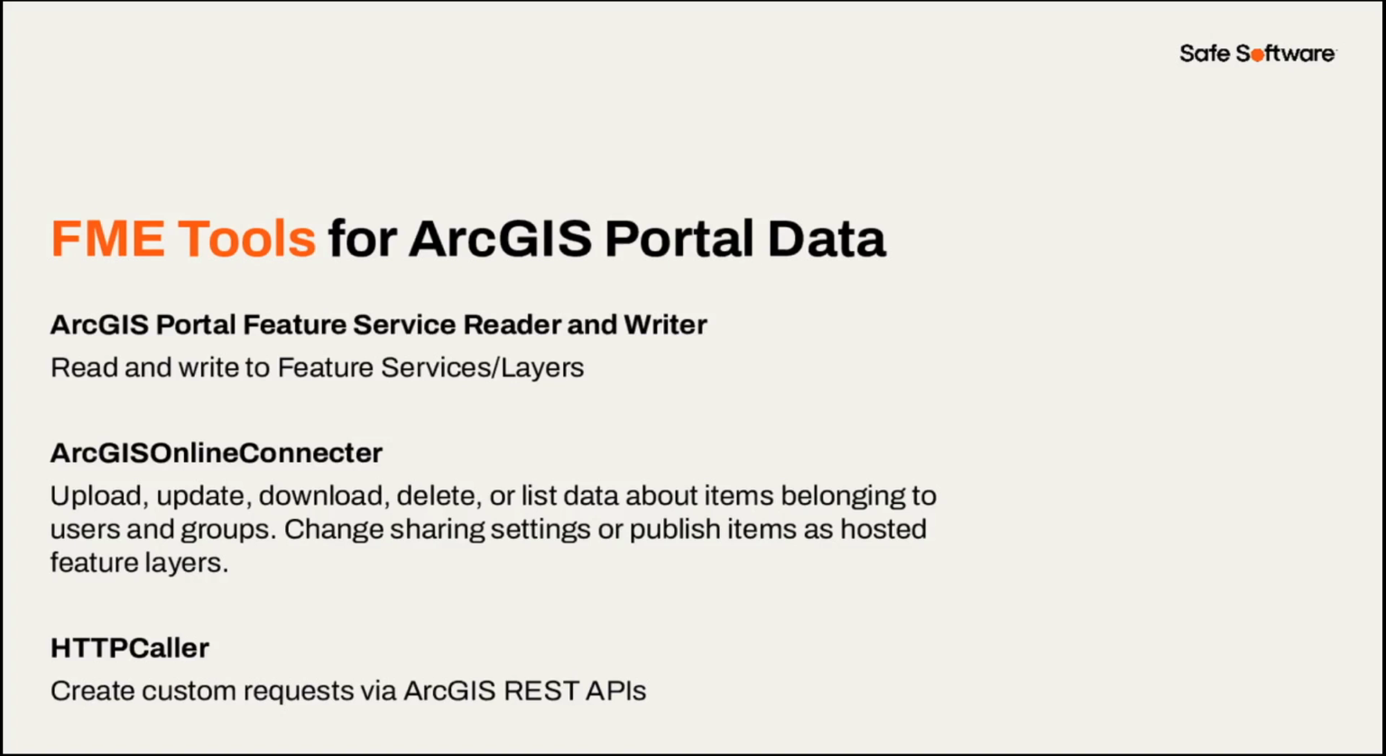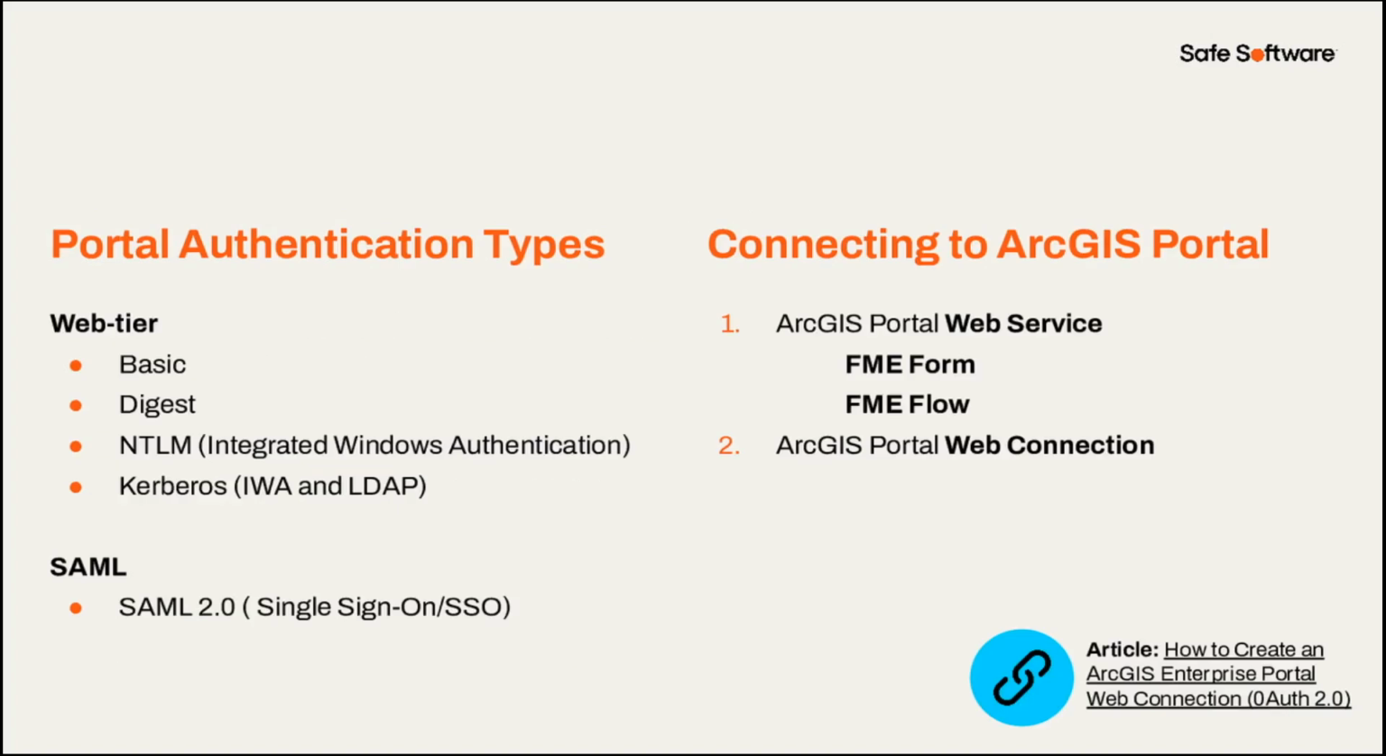And once that webhook data is ingested into an FME workspace, these are some of the tools that you might use for working with ArcGIS Portal data. We have a native reader and writer for working with hosted datasets, a connector for managing items, and the HTTP caller that can automate almost all other actions that you might need to perform in Enterprise. All you need is a web connection to your ArcGIS Enterprise.